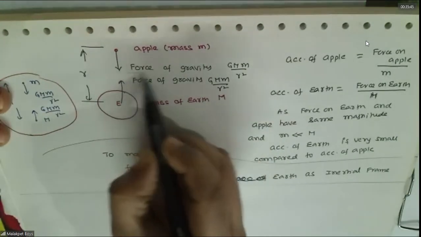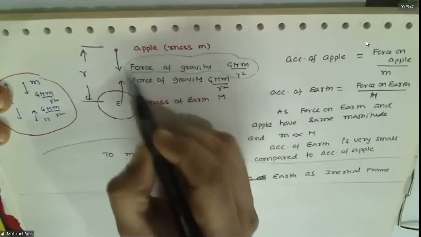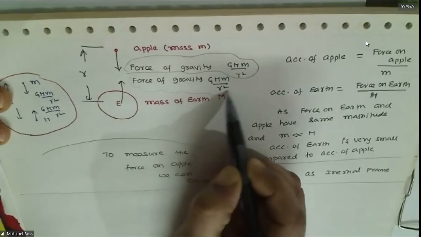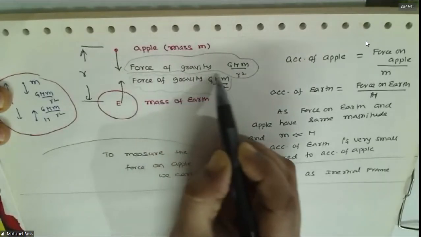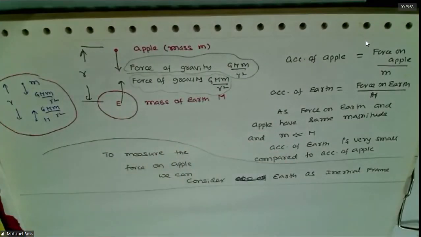Clear? So this is the force of gravity. Similarly, this is the force of gravity. Is it clear? Yes, sir. Why we never observe Earth accelerating is that its acceleration is very small. Negligible acceleration it has. Clear.